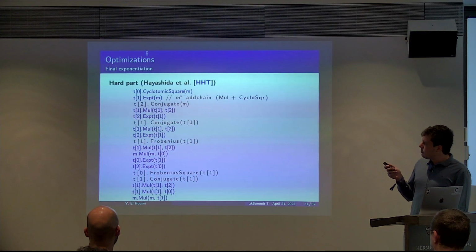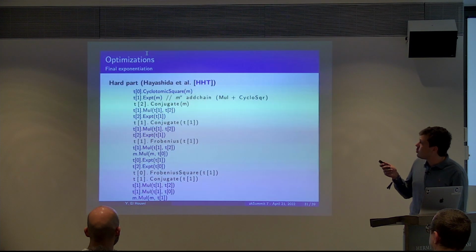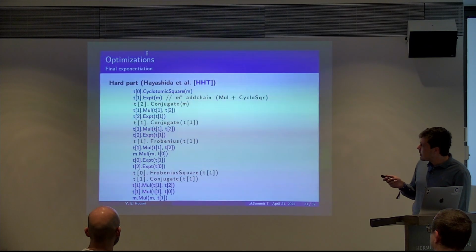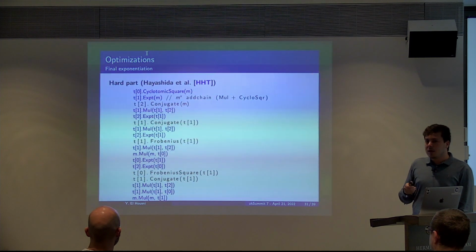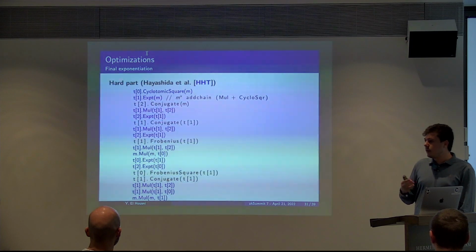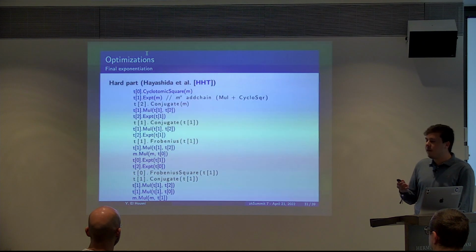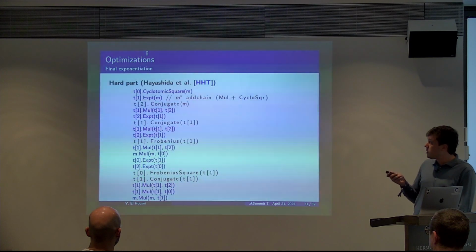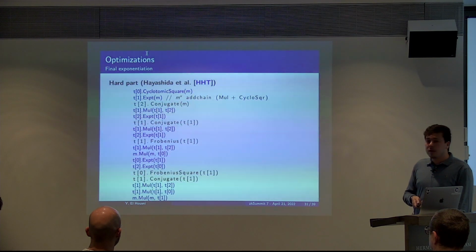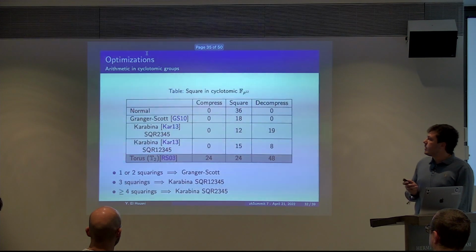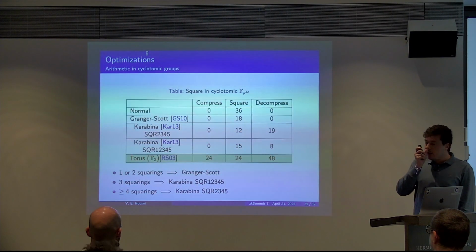It's just about squarings, which I call here cyclotomic square, multiplications, and XPT. XPT is the exponentiation by a constant. It is always the same constant, so we can have a short addition chain for this. So it costs multiplications and cyclotomic squarings also at the end of the day. So we would like to optimize these squarings inside of our circuit.